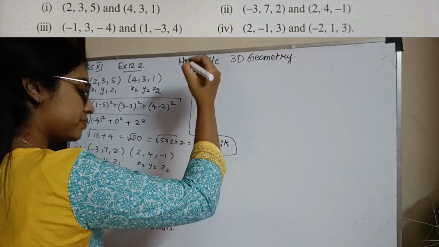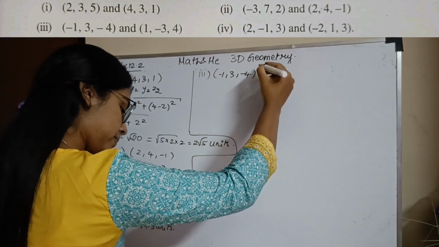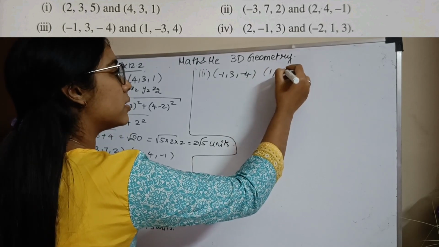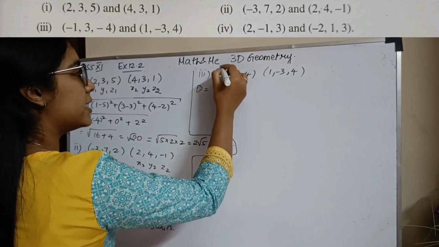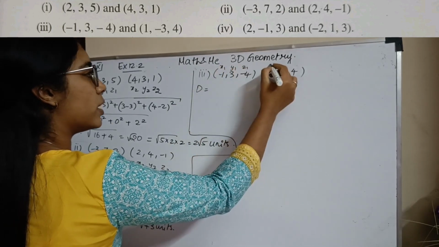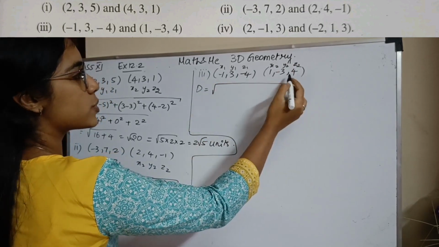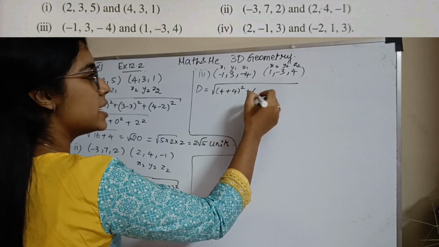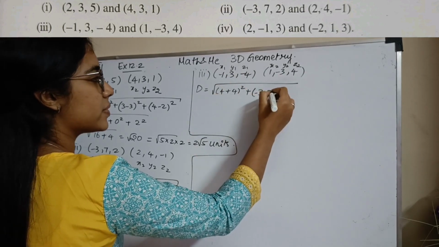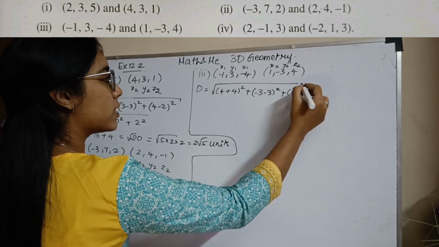Third subsection. The points are minus 1, 3, minus 4 and 1, minus 3, 4. Okay. So the distance will be x1, y1, z1, x2, y2, z2. So x2 minus x1 the whole square, 4 minus of minus 4, which will be 4 plus 4 the whole square, plus minus 3 the whole square, plus 1 minus of minus 1 is 1 plus 1 the whole square.